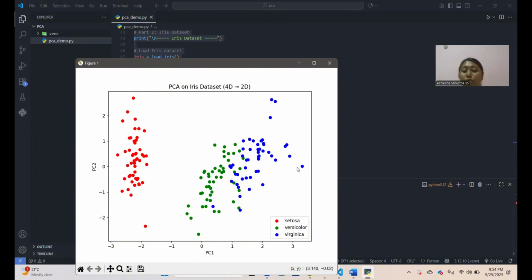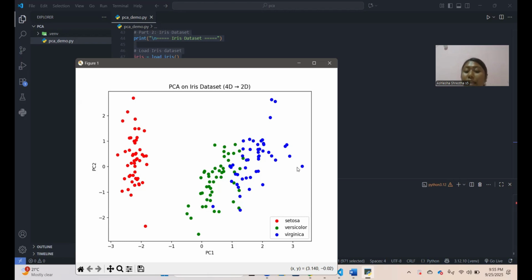And also, PCA has some clear advantages. It reduces complexity, removes noise, and makes data visualization easier. However, it also has some limitations. Like we know that everything has advantages and disadvantages at the same time. Likewise, PCA has some limitations. The principal components themselves are not always easy to interpret. PCA only works with linear relationships, and it is very sensitive to scaling of data.